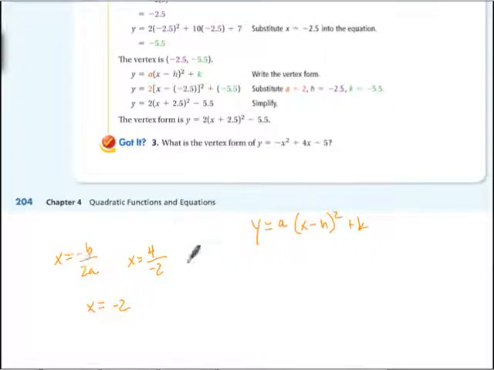Sorry, I just misspoke. This was the opposite of b, so this was negative 4. Whoopsie days, sorry about that, guys. That's positive 2. See, everybody makes mistakes. So the x is a positive 2.